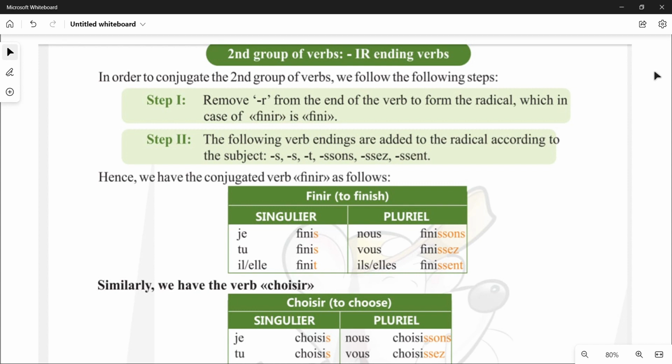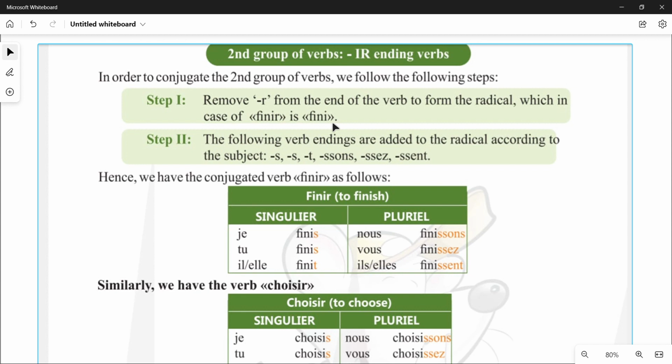Okay, now if you remember, the first group of verbs are called the ER ending verbs, and like that, the second group of verbs are called the IR ending verbs. We also had to follow certain steps to conjugate the first group of verbs. Similarly, we have to follow two steps to conjugate the second group of verbs, which is the IR ending verb. So let's start. Step number one is to remove R from the end of the verb to form the radical, which in the case of finir is fini.